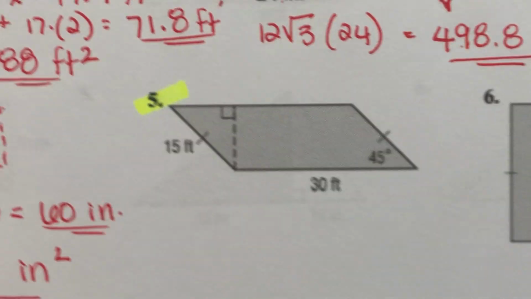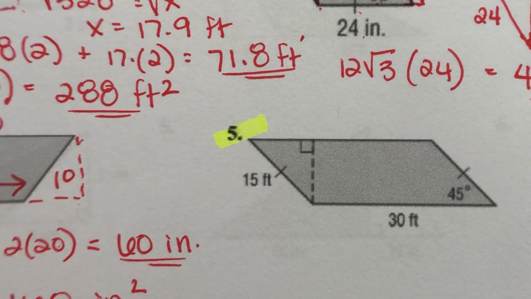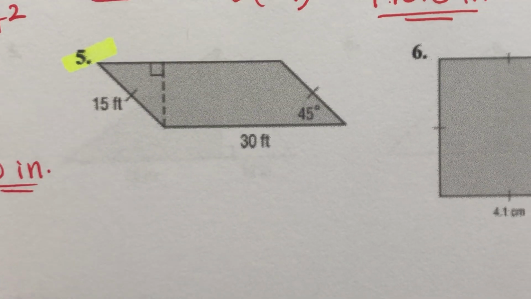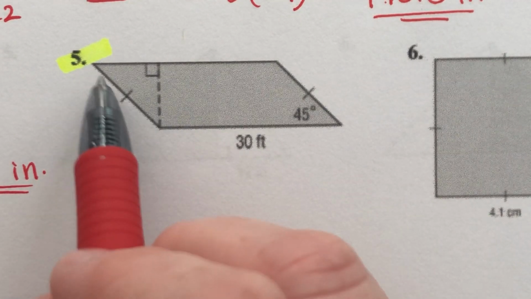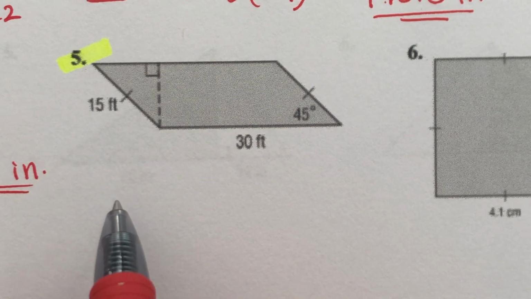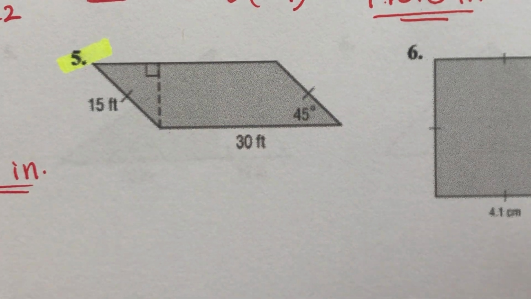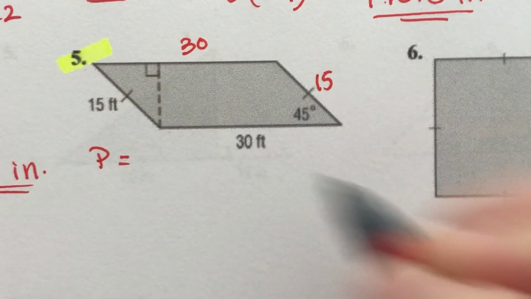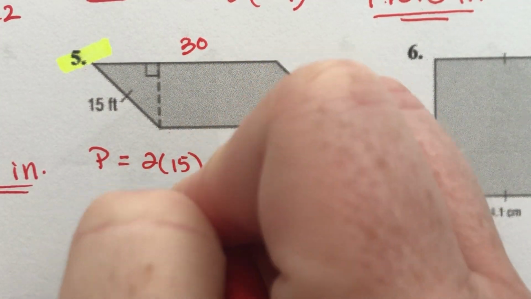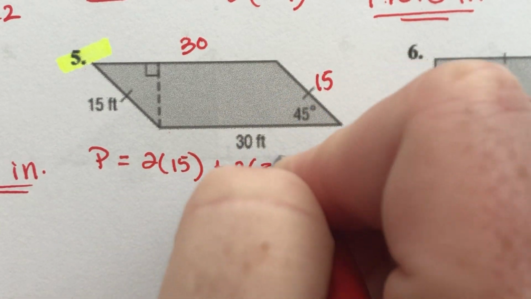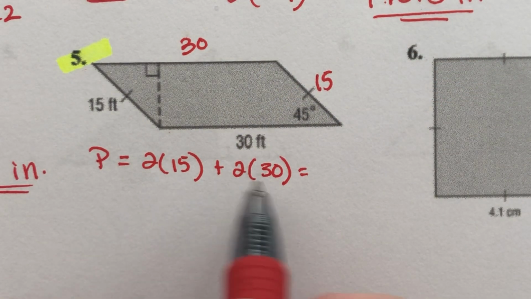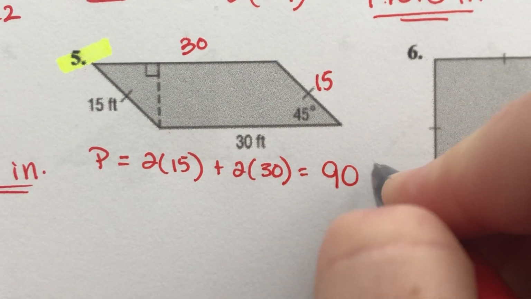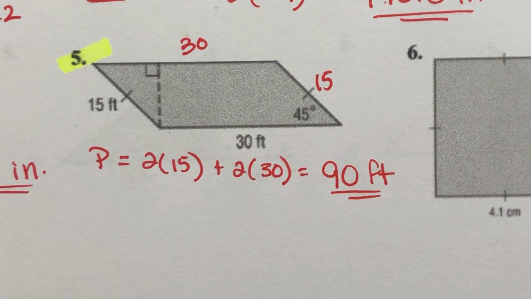Okay, next one, last one here. Then we're going to do a little word problem. Number 5, this is very similar. It tells us it's pointing to here. Okay, this is 15. So we know this is 15, and since this is 30, we know this is 30, so perimeter is easy. We've got 2 times 15 plus 2 times 30 equals, that's 30, that's 60, so that's 90 feet for our perimeter.